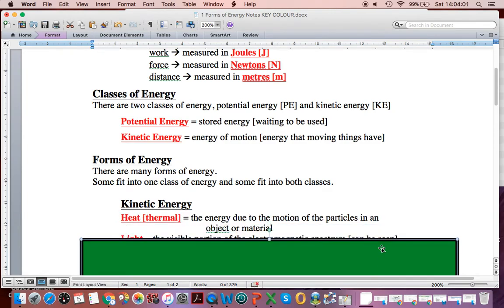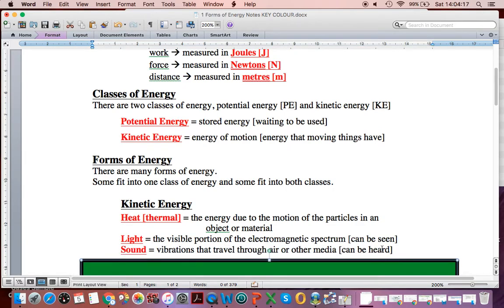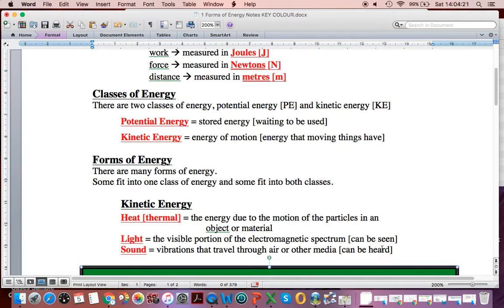So here are examples of kinetic energy. Heat is kinetic energy, often called thermal energy. This is due to the fact that the particles of an object or material are moving. The faster they're moving, the more heat they have. So if you can see things, that's related to light energy. Hearing things, that's sound energy, vibrations.